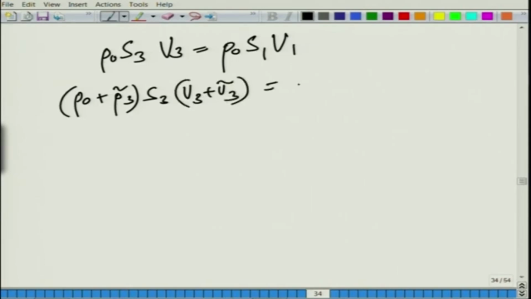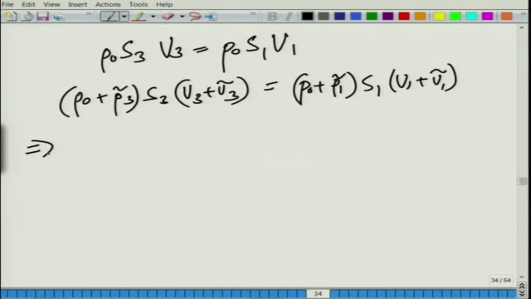This would not take too much of time. Rho naught plus rho 1 tilde into S1 into U1 plus U1 tilde. So, this is what we get. Again we drop the second order terms like rho 3 tilde and U3 tilde, and the first order terms cancel out, because, you know, again equation 1, equation 2, subtract, expand the equation 2 out completely, there will be 0th order terms or the ambient terms, first order terms and second order terms.